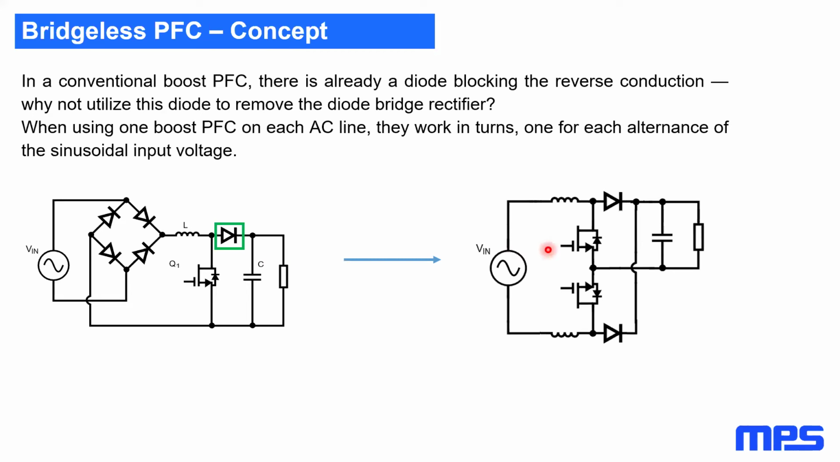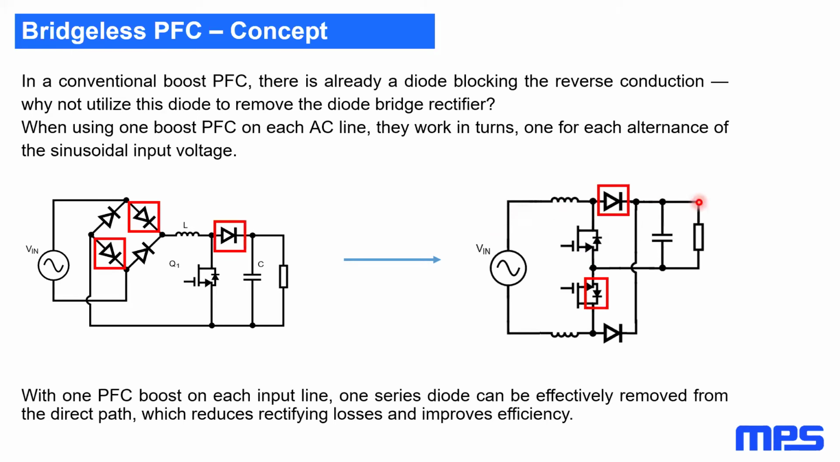So one way is to use one boost PFC for each alternance of the input voltage. So for the positive alternance of the sinusoidal input voltage waveform, we have one boost with its inductor, its switch, and its diode. And then for the negative alternance, we have another boost with a diode. So here the current only flows through that diode, and then through the body diode of the other FET to come back.